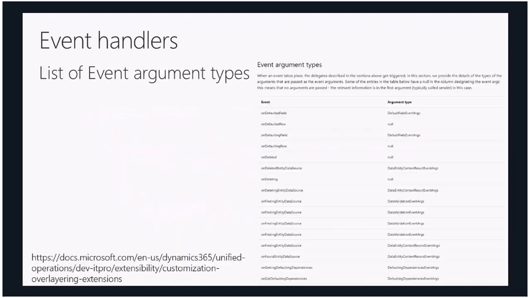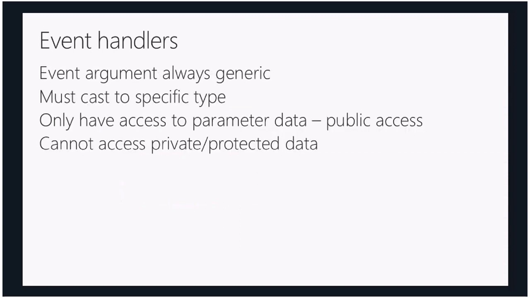We have a full list of events and their argument types on the Microsoft Docs site. I recommend using this heavily when building any solution utilizing eventing. So besides the arguments being generic and must be cast to a specific type, you are also running within a static method and only have access to the parameter data that was passed to the event handler. By definition, this means you only have public access to the underlying objects and cannot access the private or protected class members.